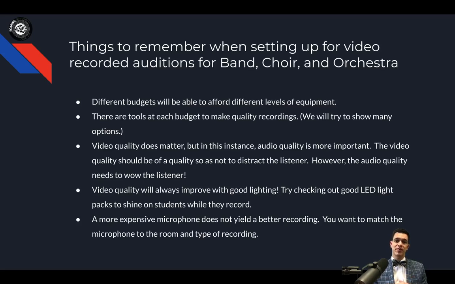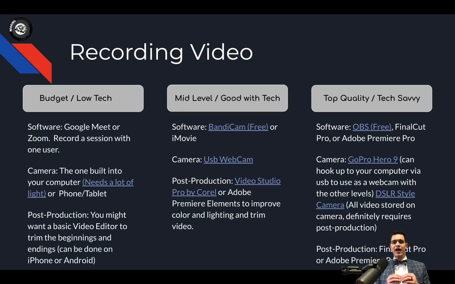So one of the things you want to pay attention to is how well you light yourself for the video. There are lots of good LED lighting options out there that are cheap on Amazon now. Another thing to remember is that a more expensive microphone does not yield a better recording. You actually want to match the type of microphone you use to the space that you're in, the type of room, and the type of recording you're going to make, to be able to make the best choices.